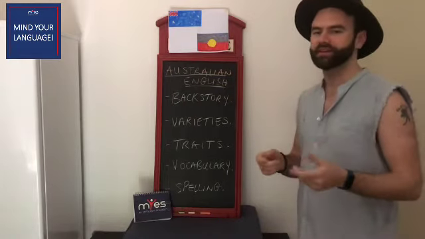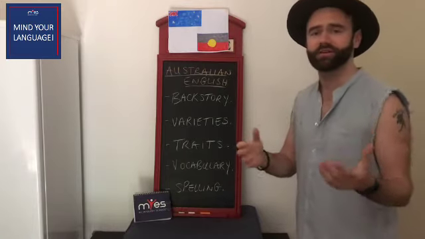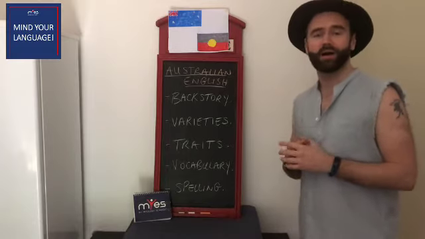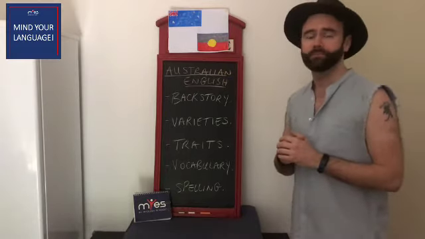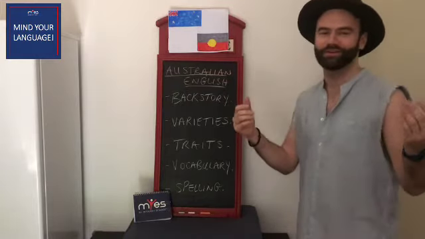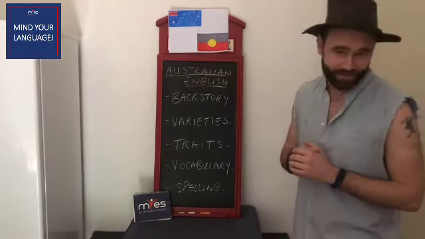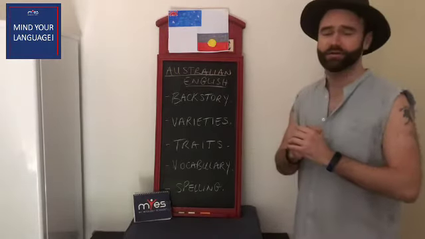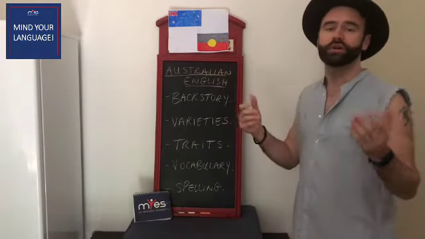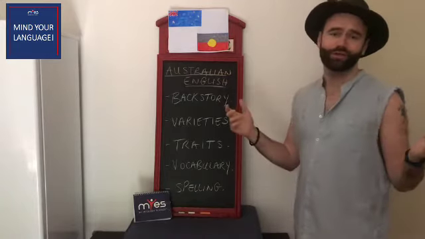Waltzing Matilda, waltzing Matilda, will you come a waltzing Matilda with me? And the ghosts may be heard as they march by the billabong. Who'll come a waltzing Matilda with me? Sing it, waltzing Matilda, waltzing Matilda. Who'll come a waltzing Matilda with me? And his ghost may be heard as they march by the billabong. Who'll come a waltzing Matilda with me?